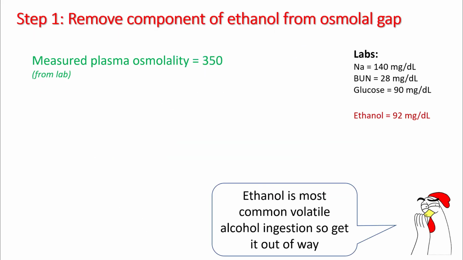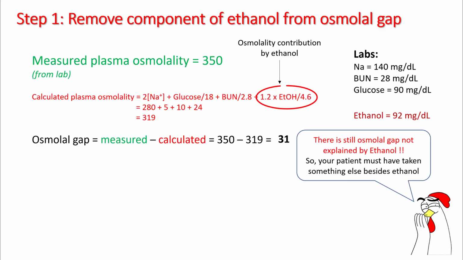The first step is to remove the component of ethanol from osmolar gap, as ethanol ingestion is the commonest volatile alcohol to be used. The way you do it is by dividing the ethanol level, if available, by 4.6. This is your osmolality contribution by ethanol. And if you still have persistent osmolar gap, that means there are additional alcohols besides ethanol.